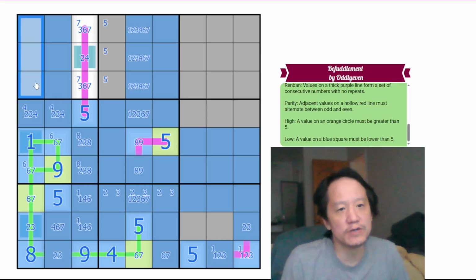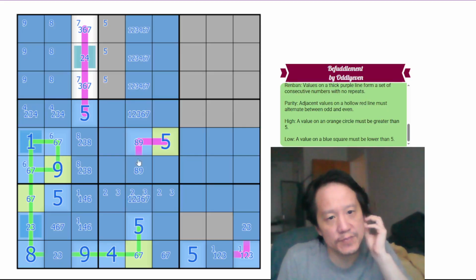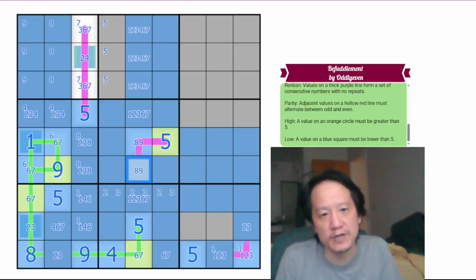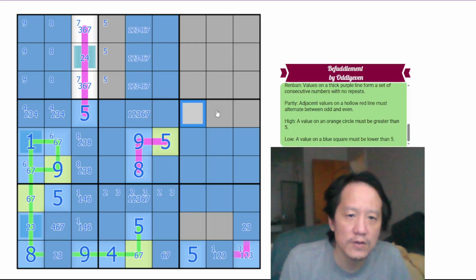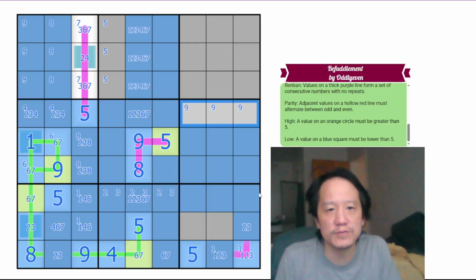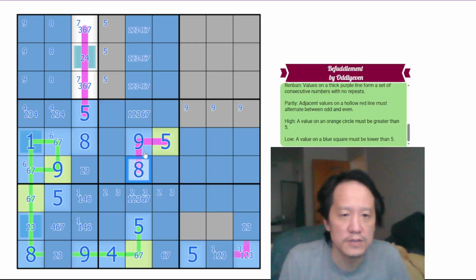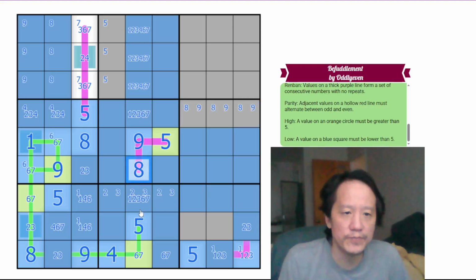Nine has to be one of these 3. 8 has to be one of these 3. Oh, this is 9, which means this can't be 9. This is 8, which makes that 9. That means 9 must be one of these 3 here. This is 8, so this can't be 8 here, which means this must be an 8. So 8 is also one of these 3 digits here.